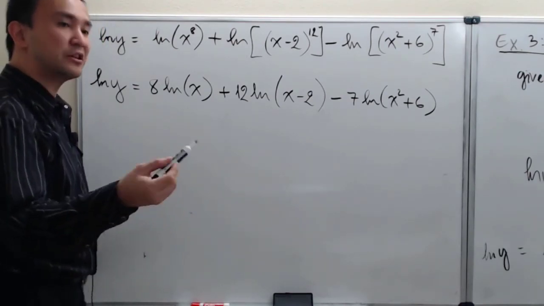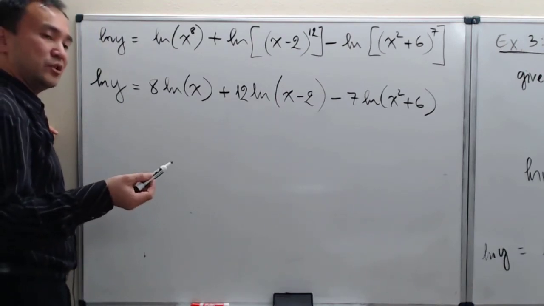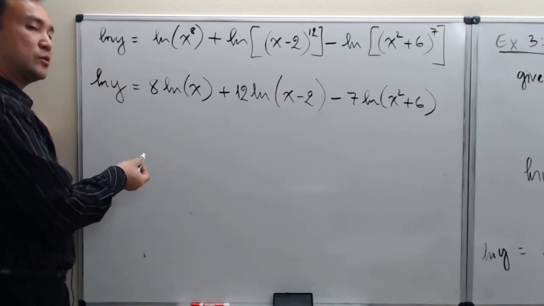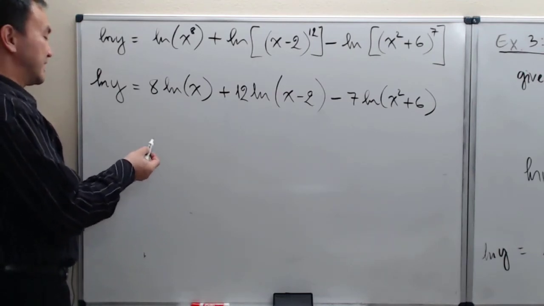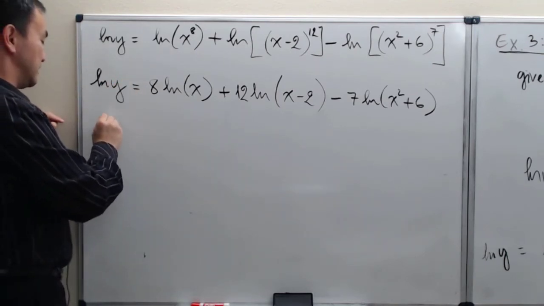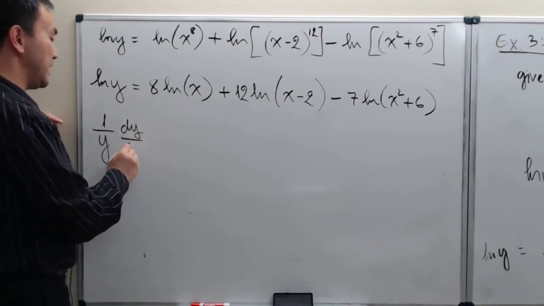So that's sort of like the third big step in our technique in doing logarithmic differentiation. So the left-hand side, as you have seen throughout two earlier examples, I don't need to explain too much now. The left-hand side becomes 1 over y multiplied with the implicit dy dx.